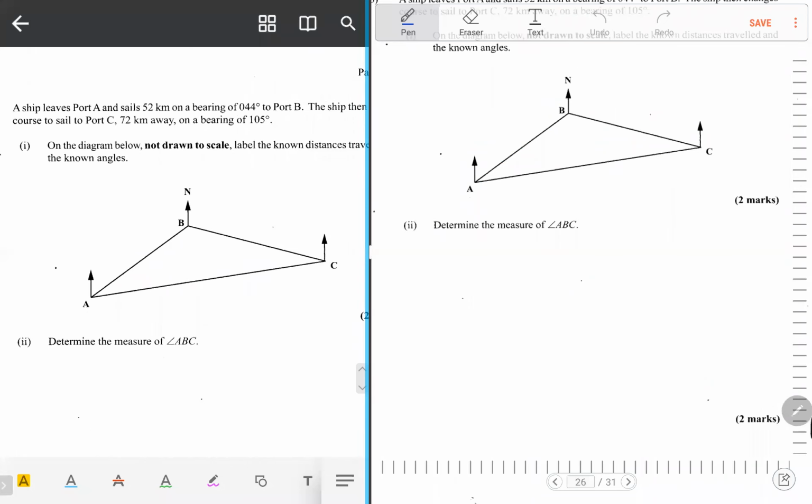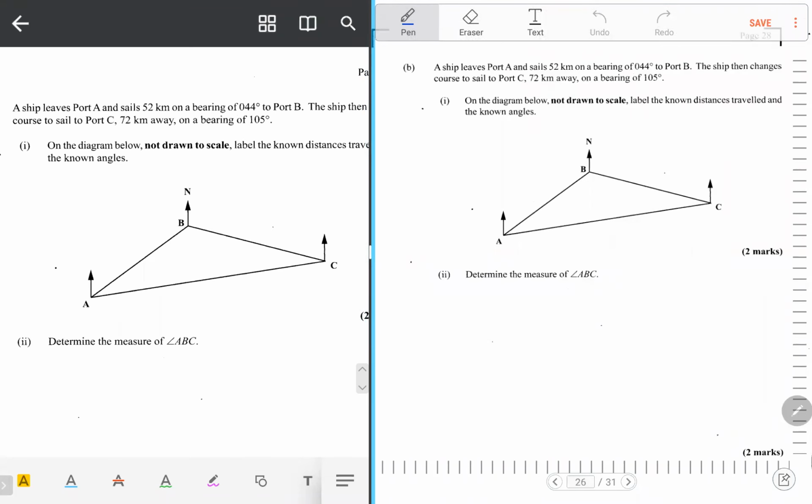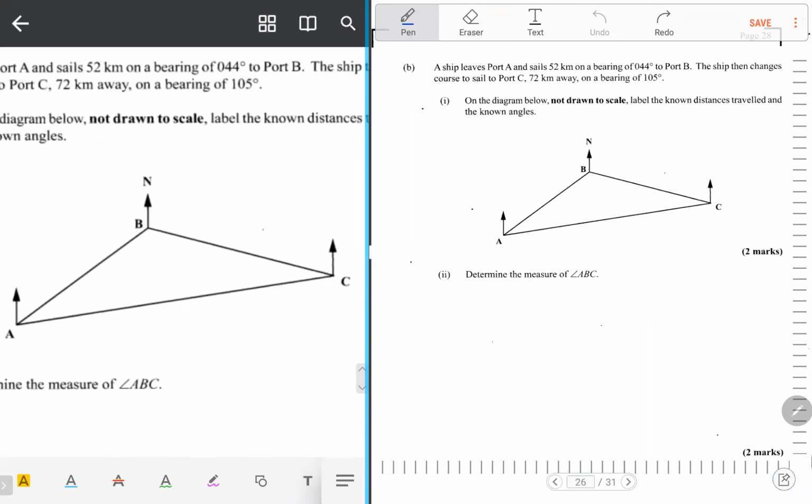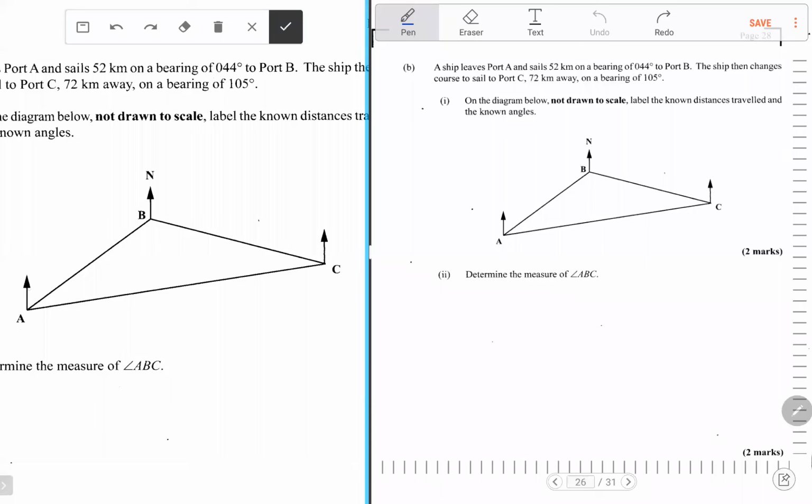Remember those basic things. So this question says a ship leaves port A and sailed 52 kilometers on a bearing of 044 degrees to port B. So what it's basically saying is that from here to there, the bearing is 044 degrees. Let me put the drawing on this diagram over here so we can see it. So what I'm going to do is extend the north line up here.